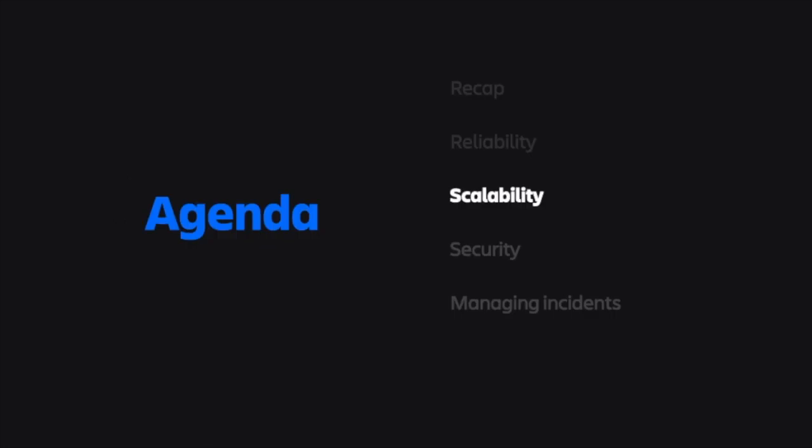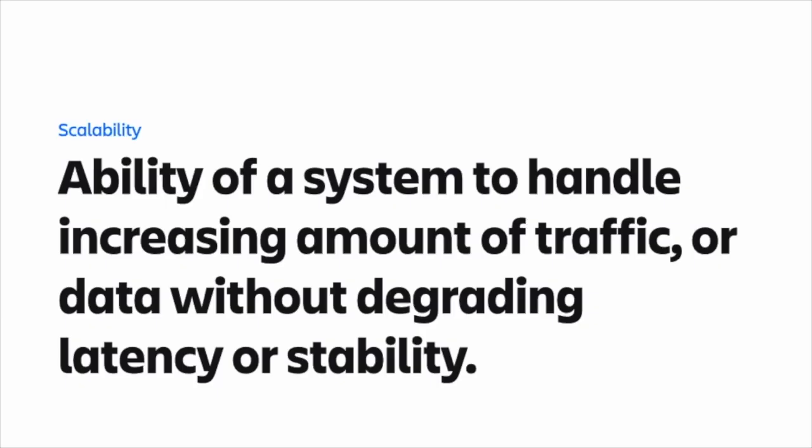Second one, looking at scalability. Scalability would be the ability of a system to handle an increasing amount of traffic or data without degrading latency or stability. In terms of Forge, let's say we build a new Forge app and ship it on the marketplace, and a large customer installs the Forge app the next day. From 0 or 10 installs or 10 invocations, we reach thousands of invocations.